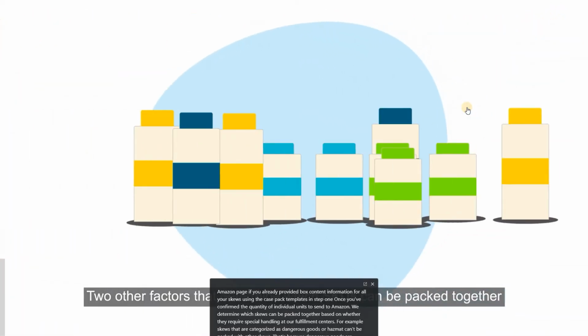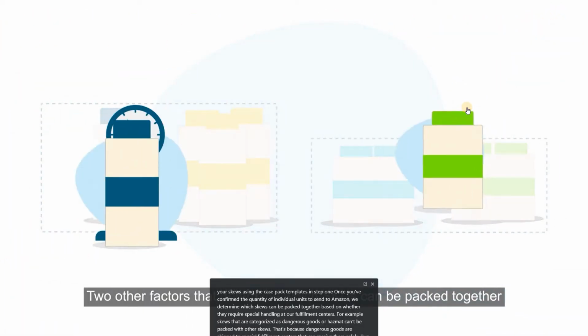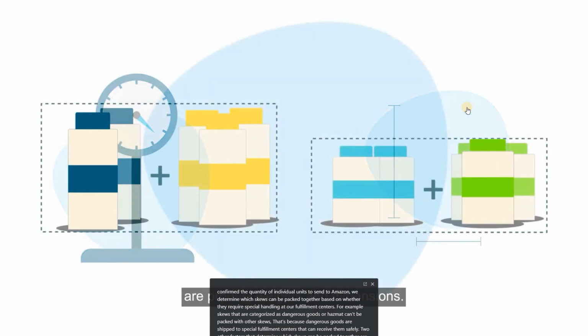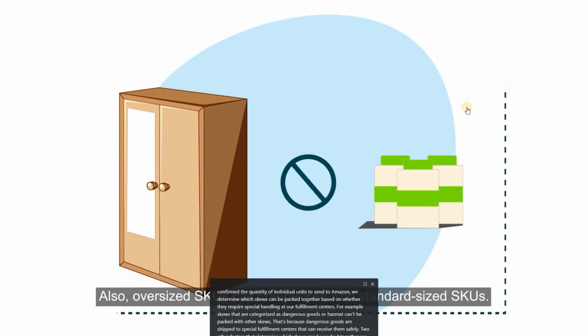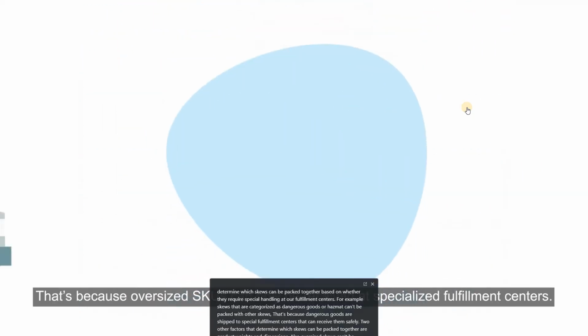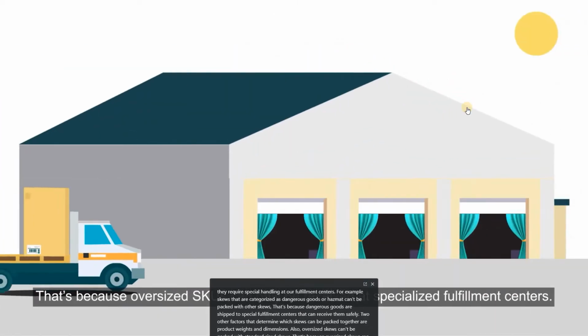Two other factors that determine which SKUs can be packed together are product weights and dimensions. Also, oversized SKUs can't be packed with standard-sized SKUs. That's because oversized SKUs can only be received at specialized fulfillment centers.